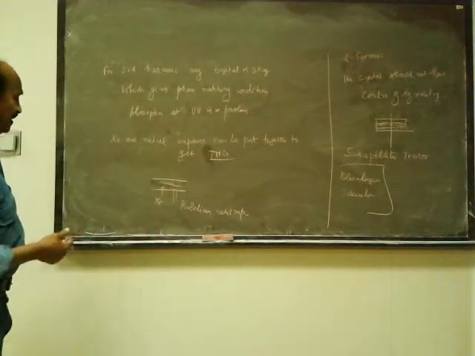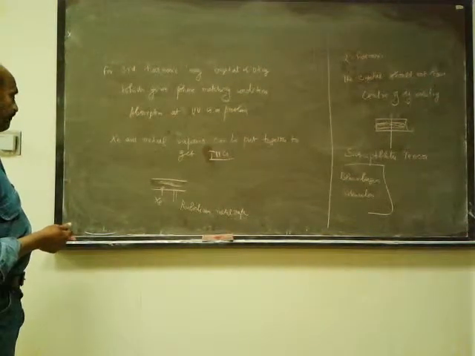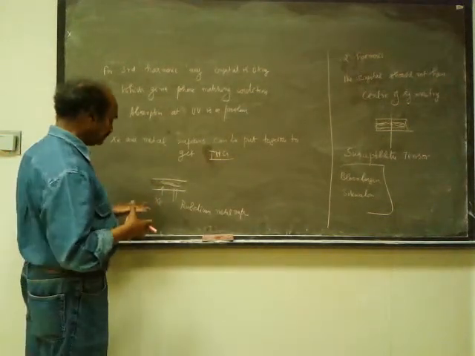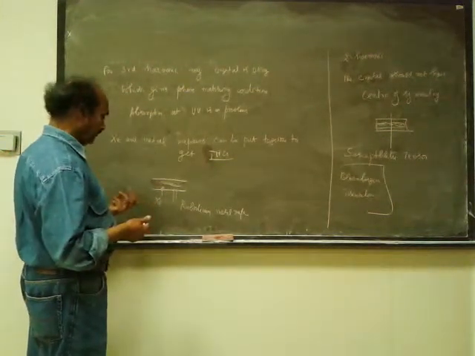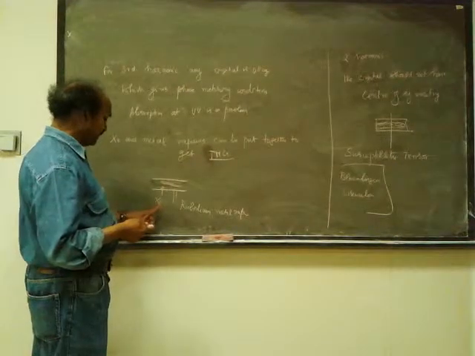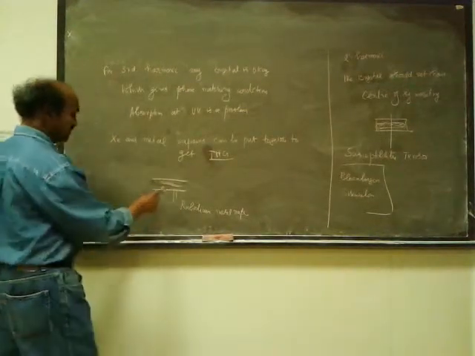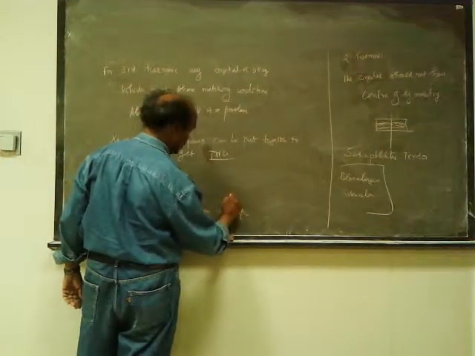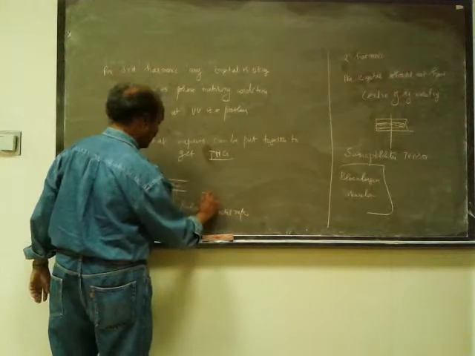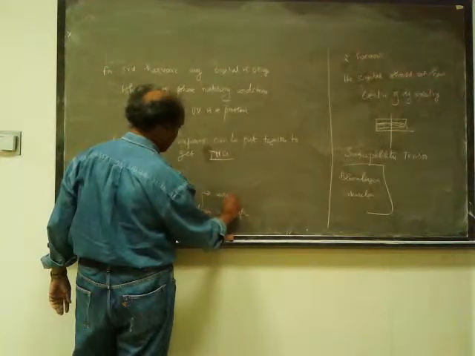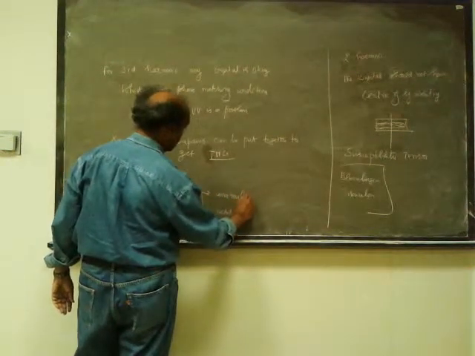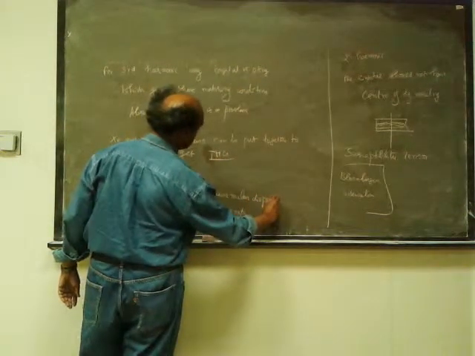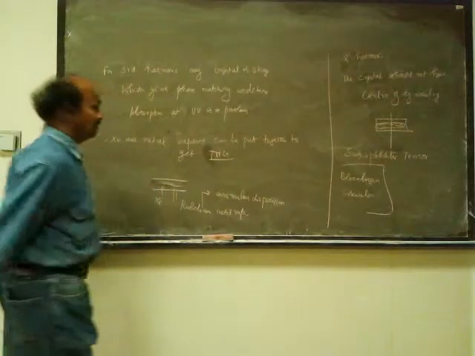Then the refractive index of this and this will have certain value, and this rubidium, which has anomalous dispersion. What is this anomalous dispersion?